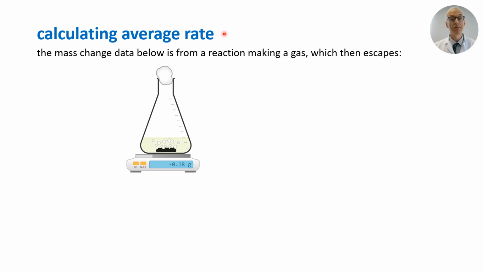Calculating average rate. We have a reaction making a gas which then escapes. So our setup would be, for example, a conical flask, a solution and a solid reacting to make bubbles of gas. The gas then escapes through a loosely fitting cotton wool. The electronic balance will read negative numbers if we start at 0. That indicates a loss of mass, which is equal to the mass of the gas that has escaped.